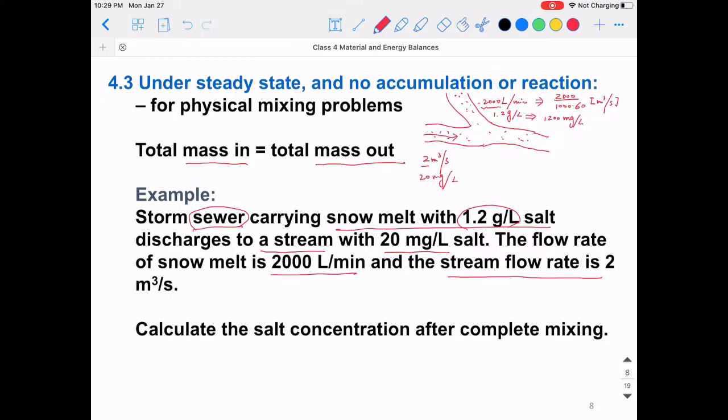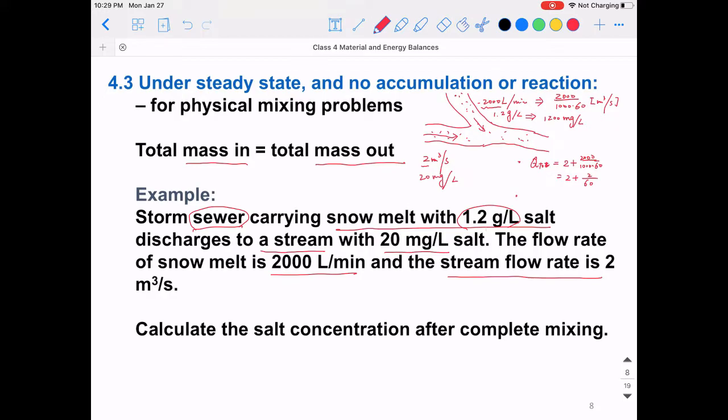Okay, so now we need to build up a mass balance. One thing we know for sure is that the total flow rate after the mixing is going to be equal to the flow rate of these two streams, right? One is coming from the snowmelt, the other is coming from the mainstream. So we know that the total stream flow rate is going to be equal to 2 plus 2,000 divided by 1,000 divided by 60. So that's going to be equal to 2 plus 2 over 60.